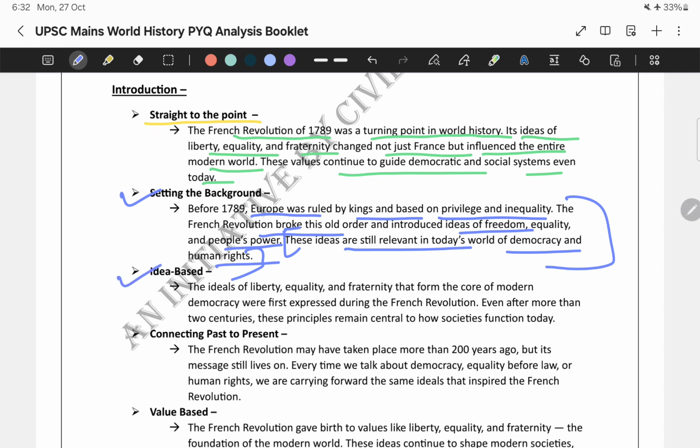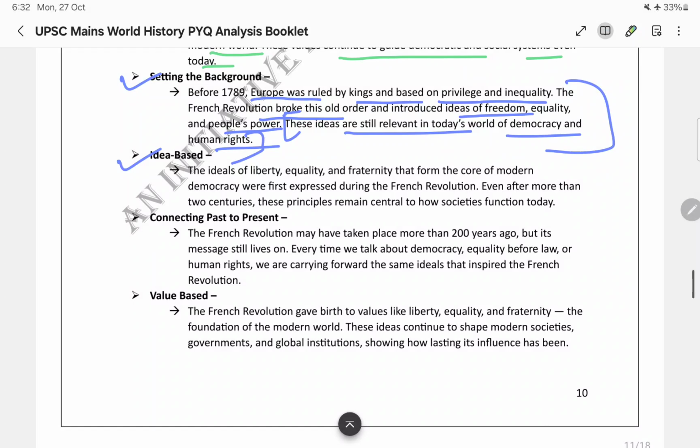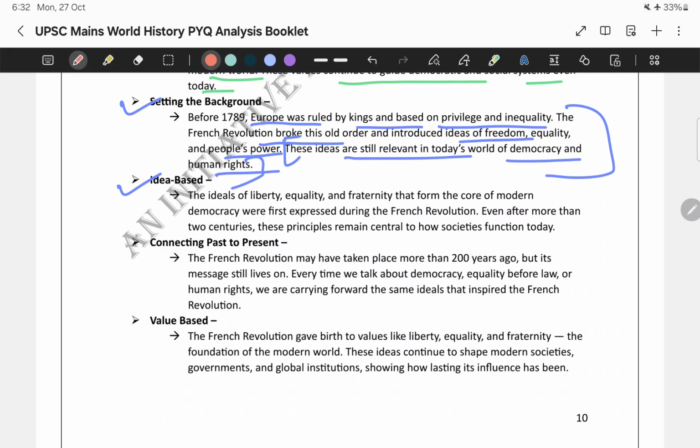The third way of introducing this particular question is idea based, because from the French Revolution we are getting all the ideals. So we can also introduce our answer in this way: the ideals of liberty, equality and fraternity that form the core of modern democracy were first expressed during the French Revolution. Even after more than two centuries, these principles remain central to how societies function today. So you are introducing your answer based on the ideals that were developed as part of the French Revolution.